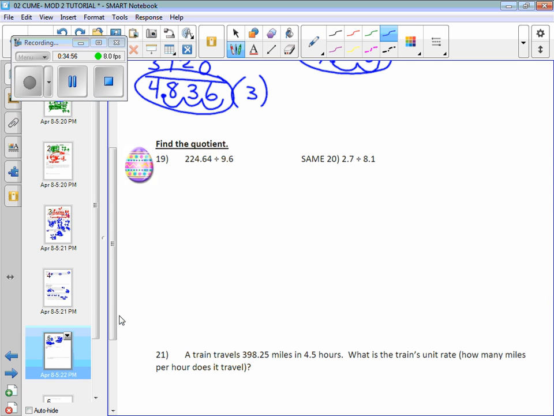Moving on to quotient, the first thing that you need to know is which is inside the house and which one's outside the house. And we should know that the second number is outside, and that's going to make 224.64 inside. I hope I have enough room here. It's going to be tight.